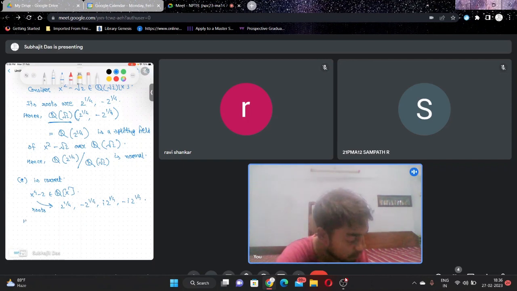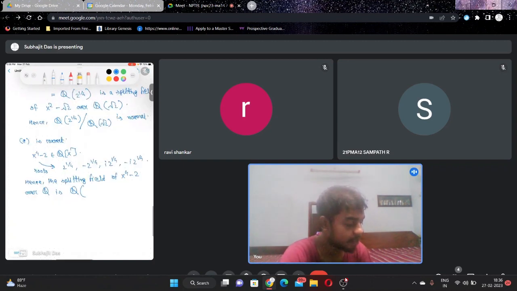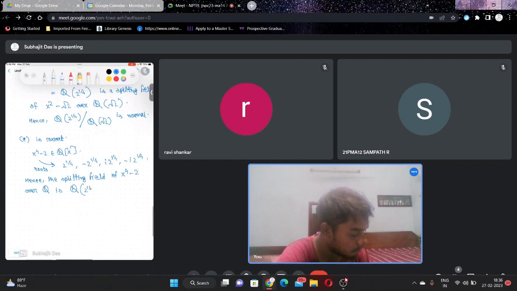Hence the splitting field of this polynomial over Q is Q adjoined with all these roots, right? So 2 to the power 1 by 4, minus 2 to the power 1 by 4, i times 2 to the power 1 by 4, minus i times 2 to the power 1 by 4. But this is the same as Q adjoined with 2 to the power 1 by 4 and i, right?